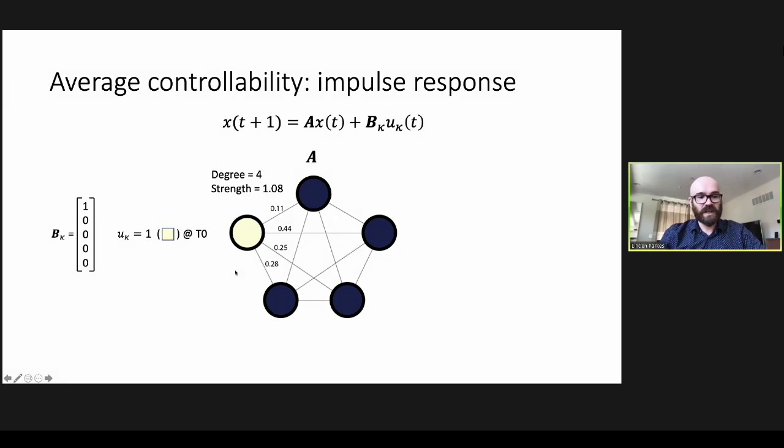So in this case, B over here simplifies to a vector where only one entry is equal to 1 and the rest of them are 0. And this entry of 1 represents our region of interest. And we're going to inject 1 unit of activity, which we store in U, just here. And we're going to watch the activity spread over time. But before we do that, we can also take note of some other properties of our region, which is that it has a degree of 4 and a strength of 1.08, which is just summing up these 4 weighted connections here.